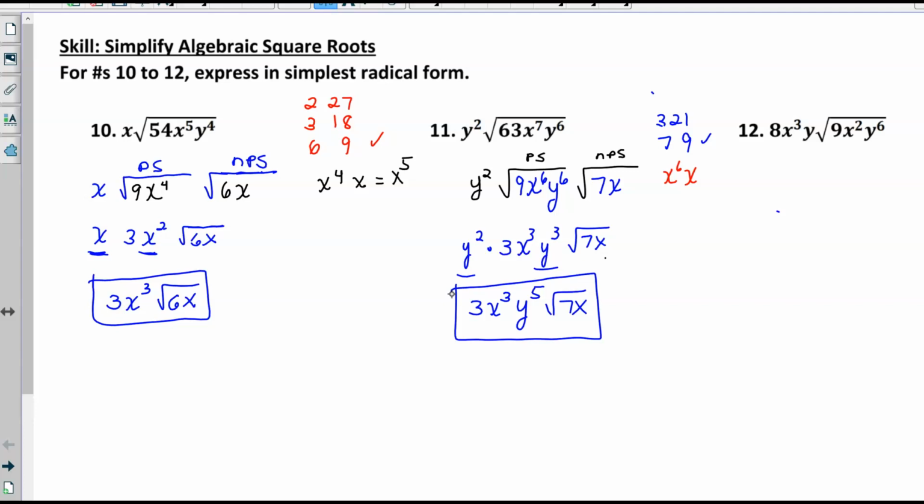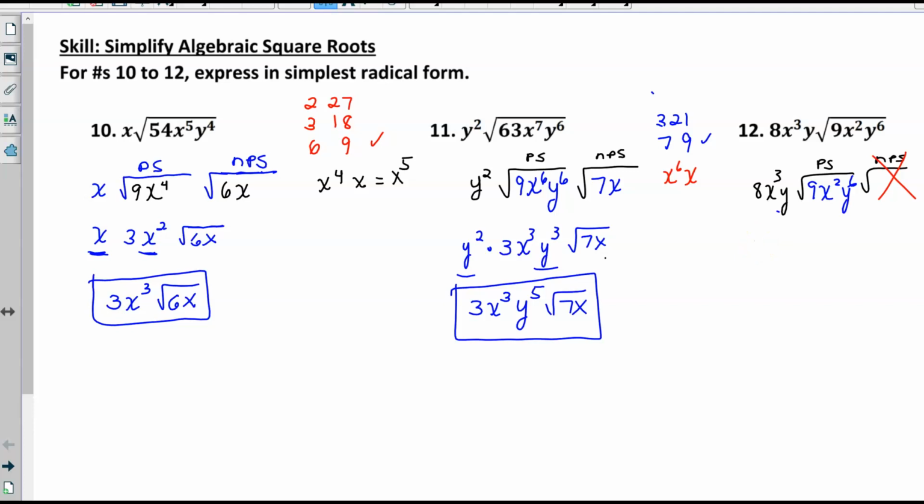And example 12. Again, I'm going to carry down the coefficient of 8x cubed y. I'm going to break the radical into the perfect square piece and the non-perfect square piece. 9 is a perfect square, x squared is a perfect square, and y to the 6th is a perfect square. In fact, I didn't even need the non-perfect square piece. I'm just going to X that out.